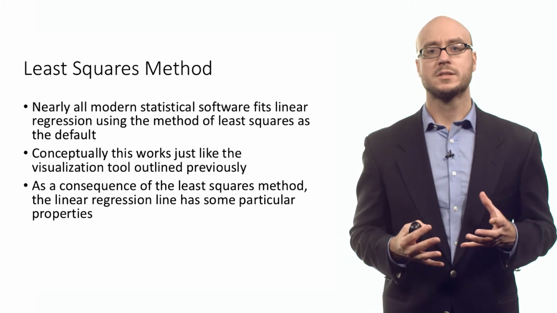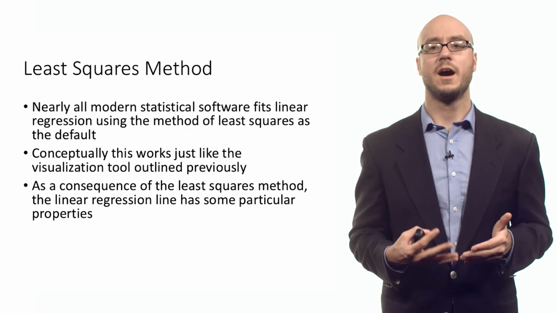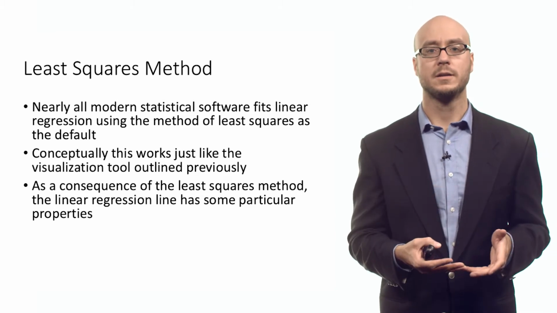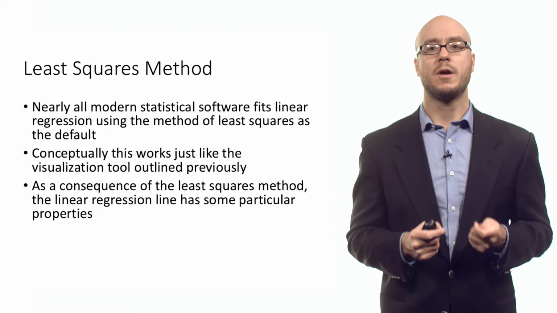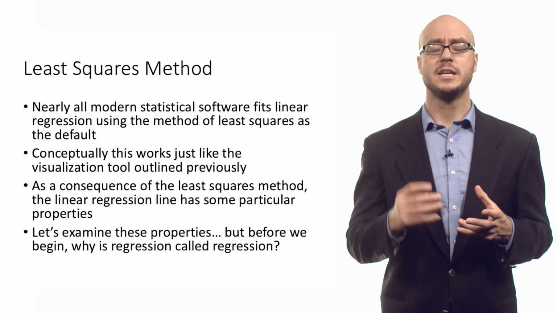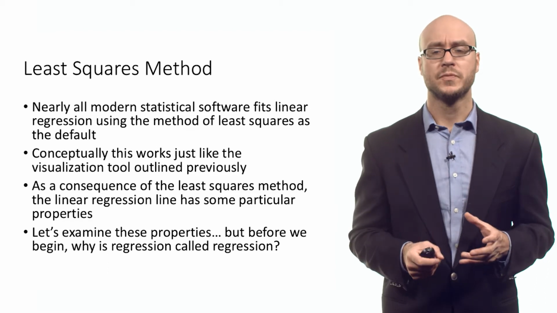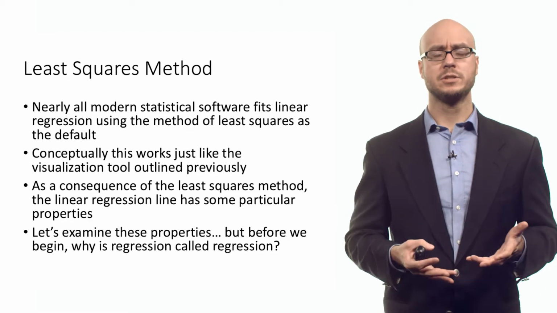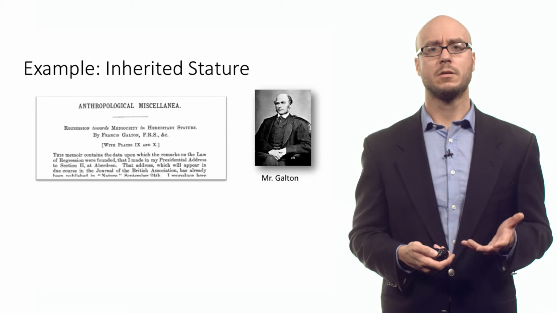Now, as a consequence of this least squares method, of this particular algorithm or criterion, we have some unique properties of the simple linear regression line. Right? And we're going to look at some of these in just a moment. But before we do, you might want to ask, why is regression even called regression? Why is it called this?